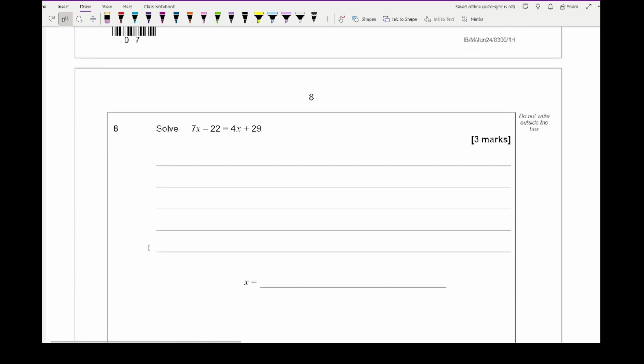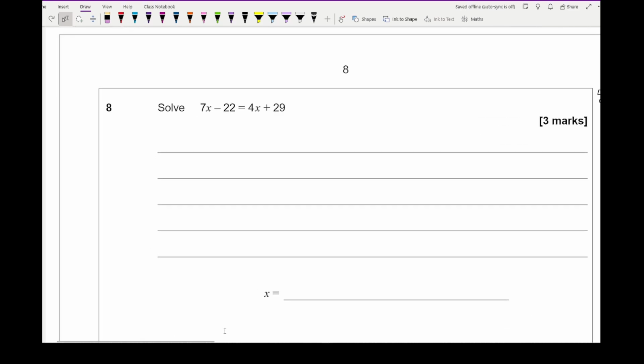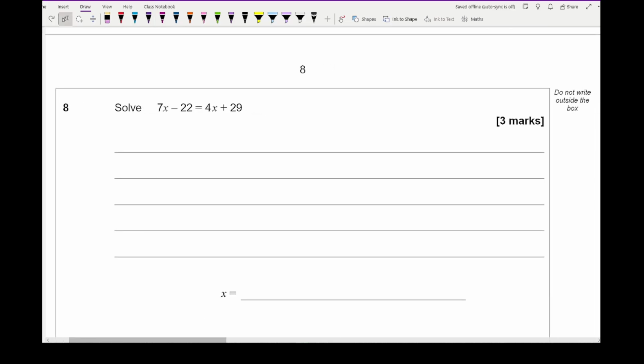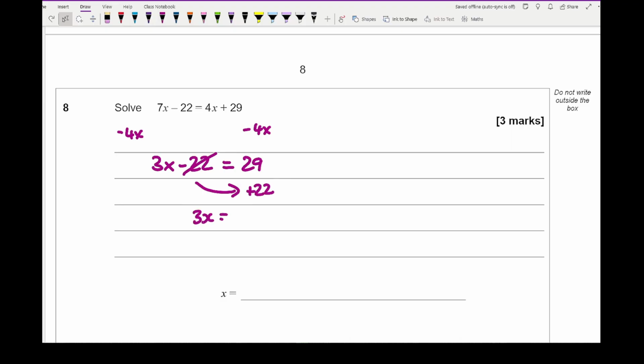Then moving on to question 8, and let's just zoom in so we can see it a bit clearer on the screen. So it says solve 7x minus 22 equals 4x plus 29. So for this, what we want to do is get rid of the smallest x by taking it away. So that leaves us with 3x minus 22 equals 29. We then take the 22 over by adding 22, so I'm left with 3x equals 51. I then take the 3 over by dividing by 3, which leaves me with an answer of 17.